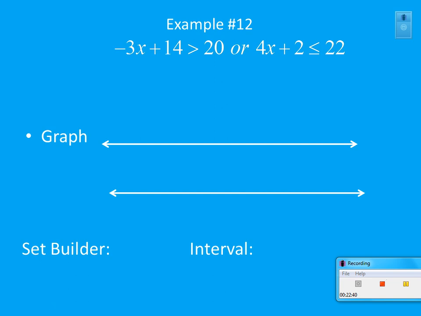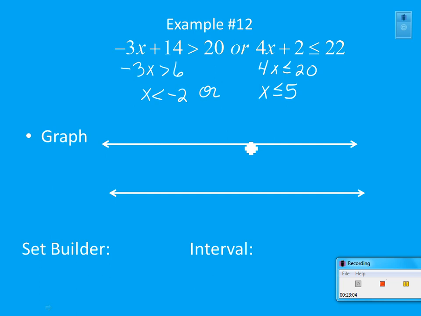Here goes your number 12. Let's solve this real fast. I got negative 3x is greater than 6. Divide both sides by negative 3 and flip the sign. So I got x is less than negative 2. Or 4x is less than or equal to 20 after I subtract 2 from both sides. Divide both sides by 4 and get 5.